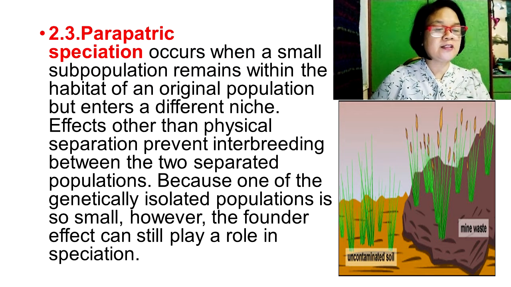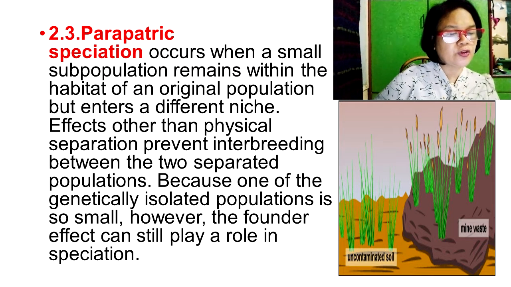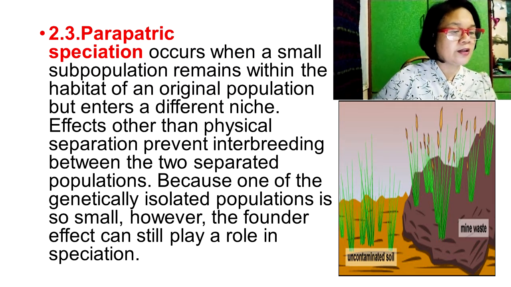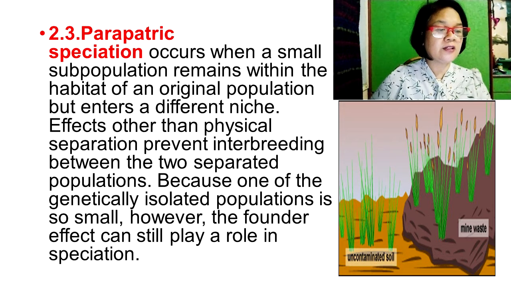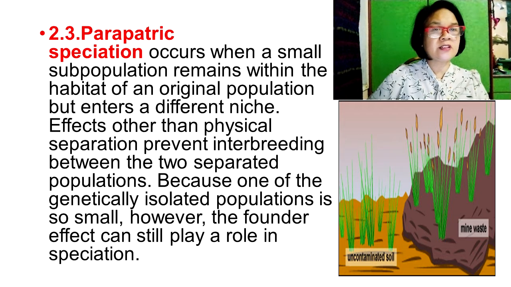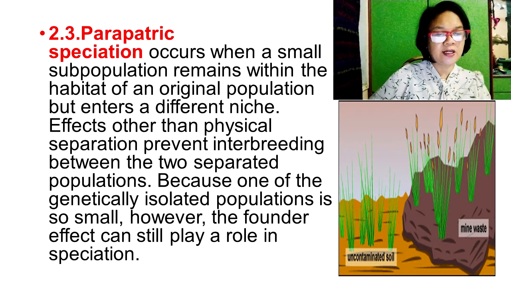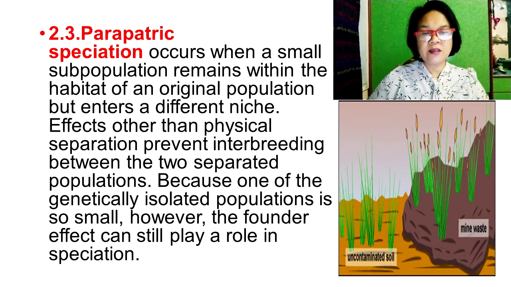For example, in a case where we plant palay, a portion of the palay plantation uses uncontaminated soil. The other one is mine waste. So in this mine waste, the palay had grown tremendously. We call this mine waste the founder effect area, and it is considered a different niche already. Okay, so that is parapatric speciation.